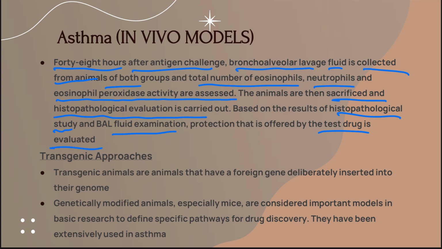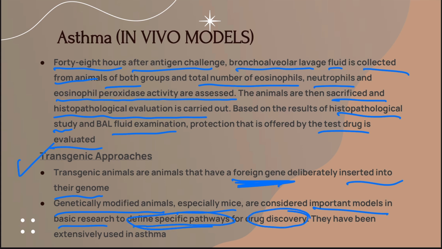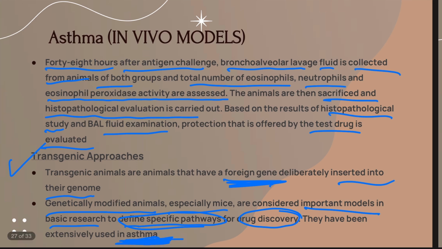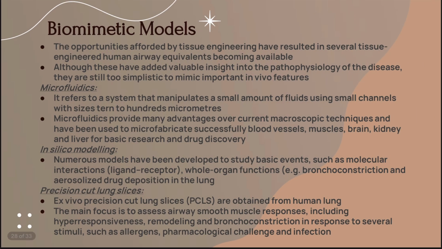Now coming to the transgenic approaches, that is basically using transgenic animals. The transgenic animals are animals that have a foreign gene, as I have already mentioned, that is deliberately inserted into their genome. So genetically modified animals are basically the transgenic animals. Several mice can be converted into transgenic models, which are important models for basic research, to define specific pathways, and for drug discovery, and they have been extensively used in screening methods for asthma.